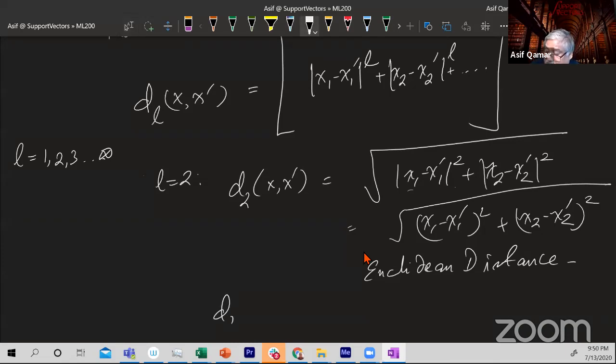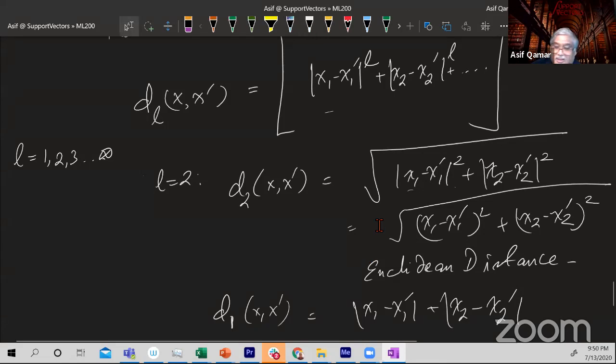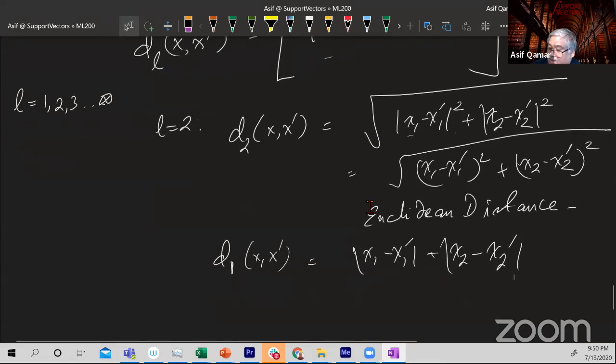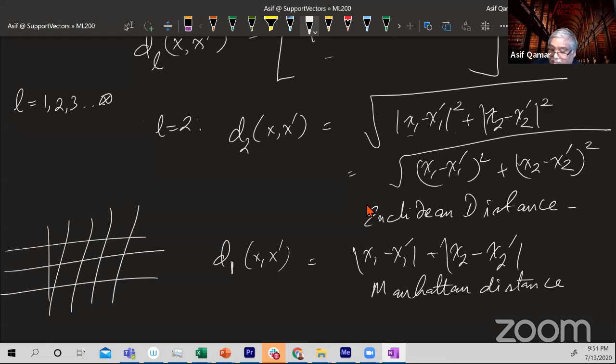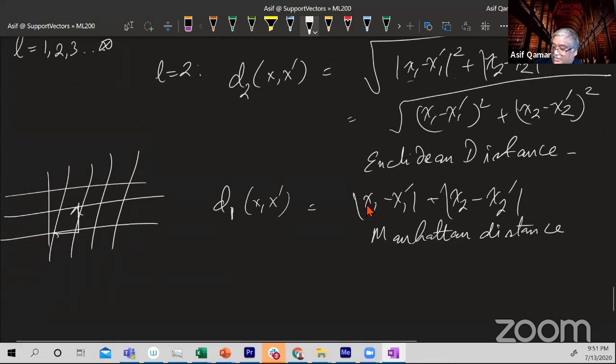Now D1, the first norm of x and x prime, is equal to, the same expression becomes the mod of x1 minus x1 prime plus the mod of x2 minus x2 prime. That's it, because the 1st root of a number is the number itself. What does this look like? This looks like your Manhattan distance or the taxi driver's distance. The idea being that in Manhattan, cities are on a grid, so you can only go along these directions. So this was from a previous lecture.